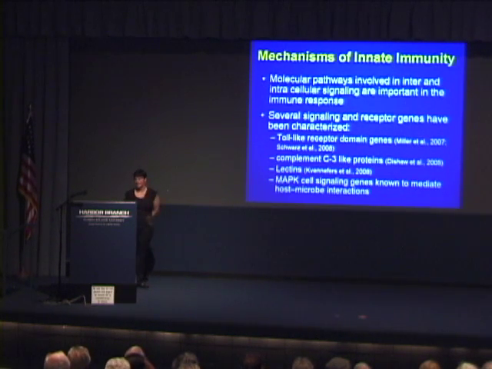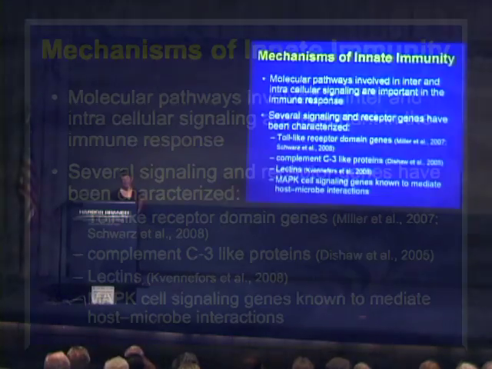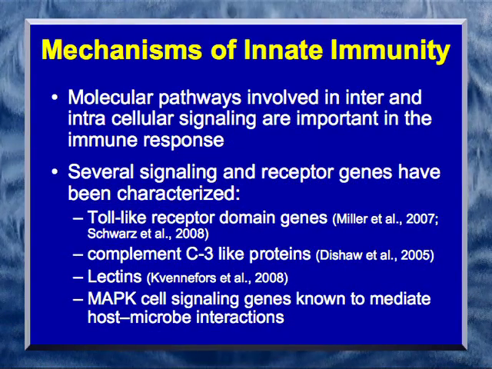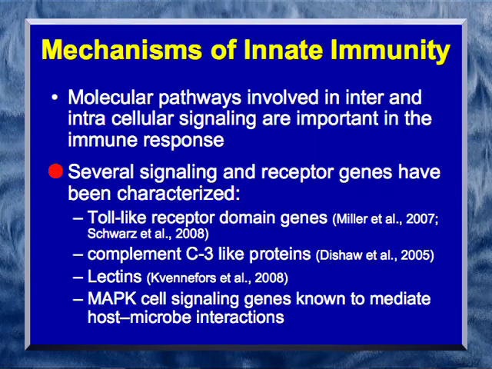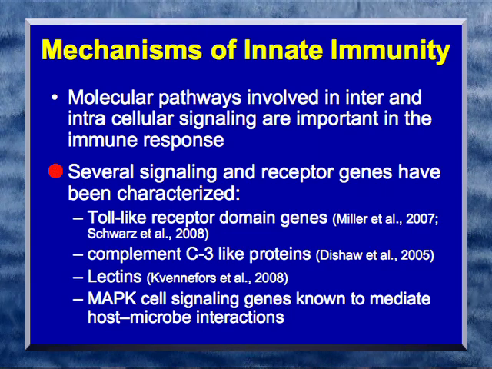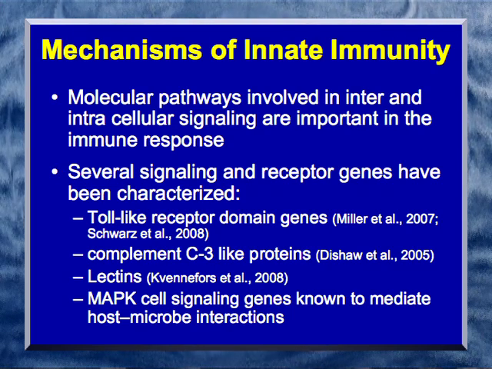So also important in the innate immune system are molecular pathways that are involved in inter and intracellular signaling. This is important because cells need to be able to talk to themselves and talk to each other and understand what's happening. And if bacteria are there, are they friendly bacteria? Are they disease bacteria? There has to be a level of communication going on there. And this is all done through cell signaling molecules and receptors on cell walls. And some of these are fairly well known in other organisms and have recently been identified in corals, such as the toll-like receptor domain and complement C3-like proteins, lectins, and MAPK signaling genes.